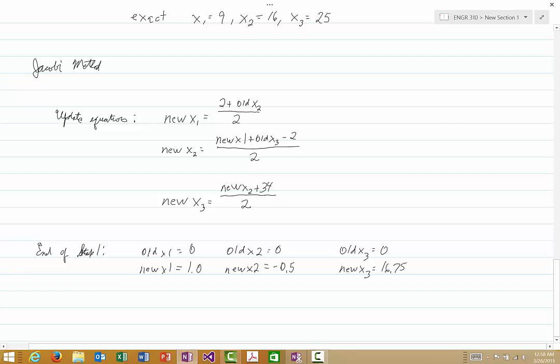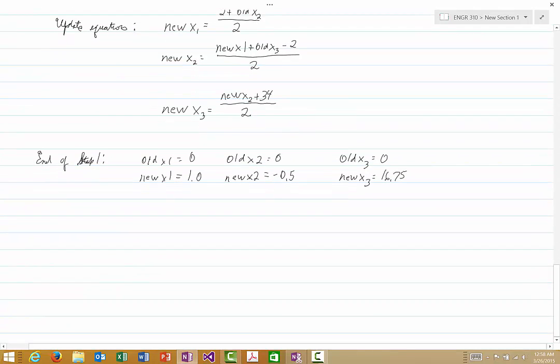Now, again, there's clearly a big difference between the new values of x and the old values of x. And so we would then store the new values of x into the old values. So we would set old x1 equal to 1, old x2 equal to minus 0.5, old x3 equal to 16.75, and then calculate new values for the new x1, new x2, and new x3. And so when we do that, we'll say end of step 2.